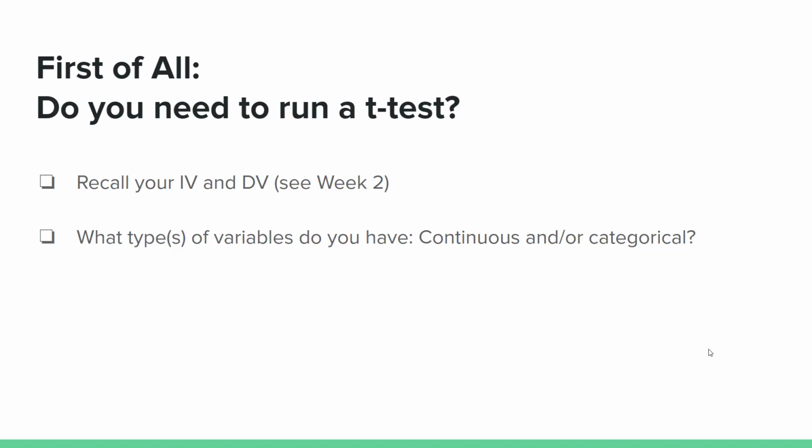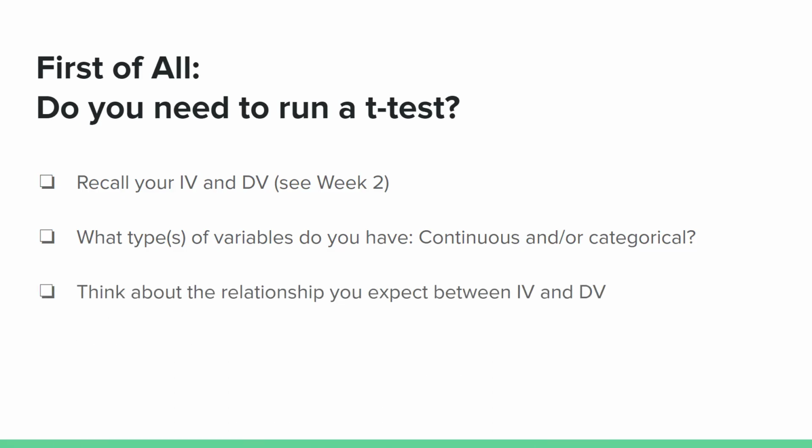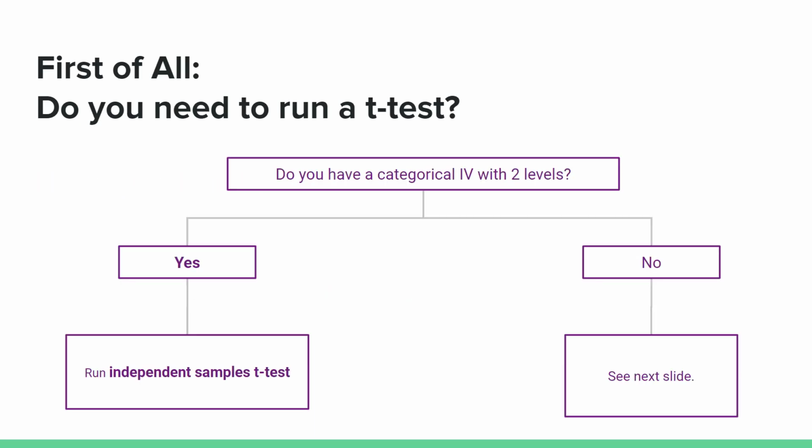And then you want to think about what types of variables you have. Do you have continuous variables? Do you have categorical variables? And so you will want to think about the type of variables that you have. And then you want to think about the relationship that you're expecting between your independent and dependent variables. Now that will generally help you determine what type of analysis to run, but I wanted to show you a couple of charts also to help you figure this out.